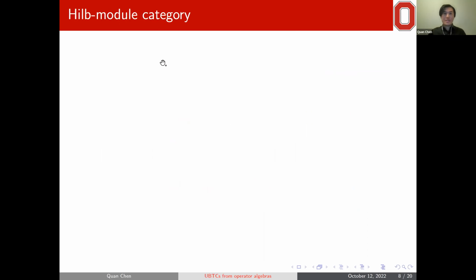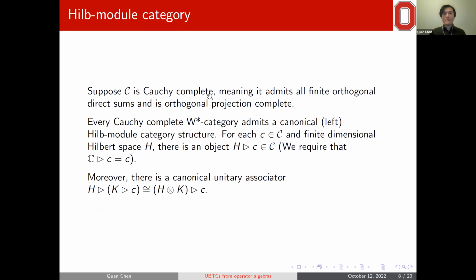So first, the Hilb-module structure. Suppose C is Cauchy complete. This W star category being Cauchy complete means it admits all finite orthogonal direct sums, so the direct sum of two objects is still an object in this category, like the direct sum of Hilbert spaces is another Hilbert space. And it is also orthogonal projection complete. Well, we don't really need this condition, but we put it here, it doesn't matter.